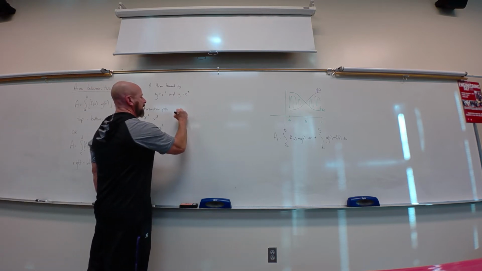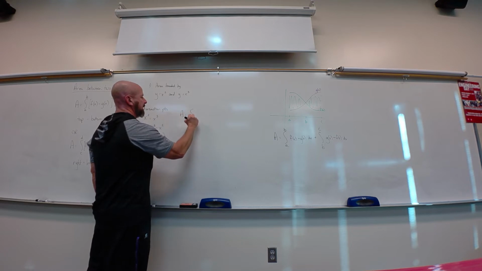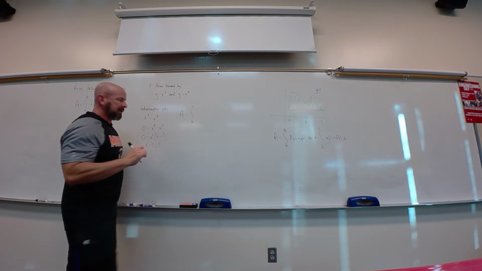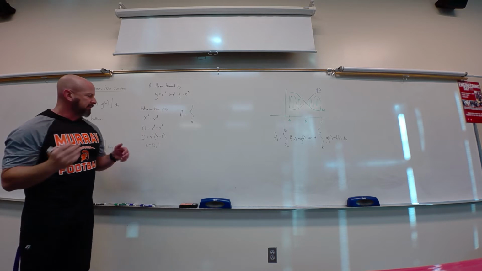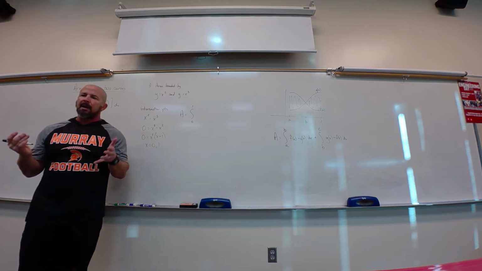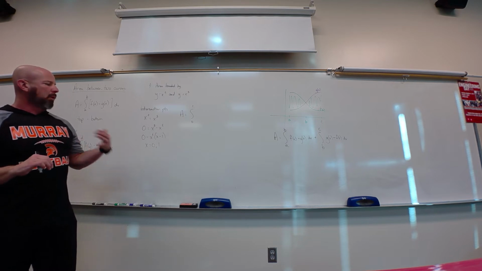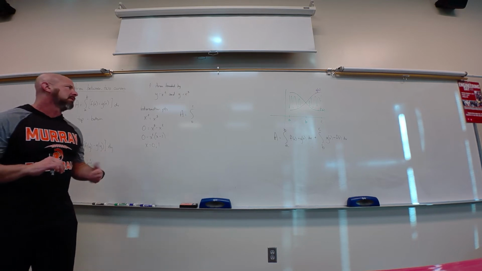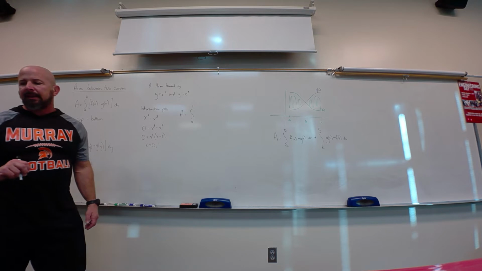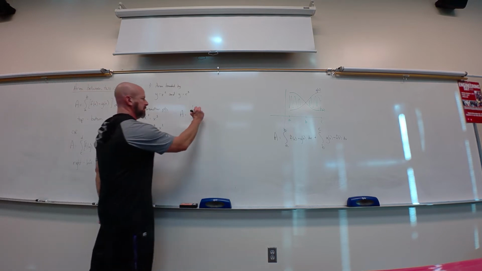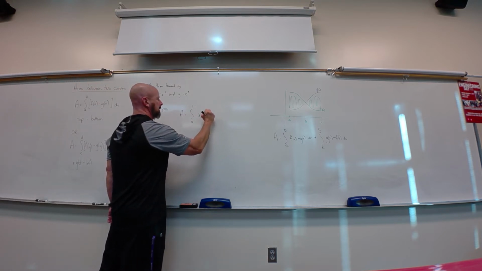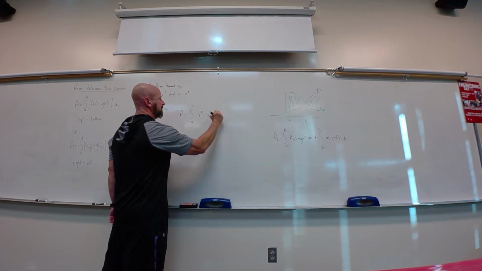So I know my area setup is going to be the integral from 0 to 1, because that's where they're bounded. If they're intersecting at x equals 0 and 1, then the area I'm talking about is between those values. Which one's on top? In this case, x squared is the one that's on top. So I have the integral of x squared minus x cubed dx.